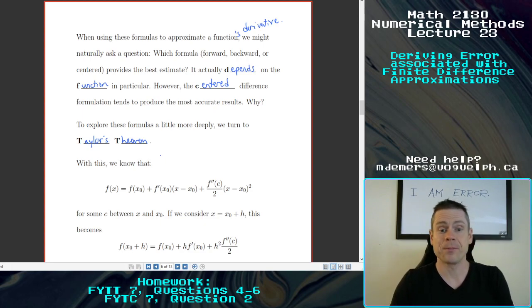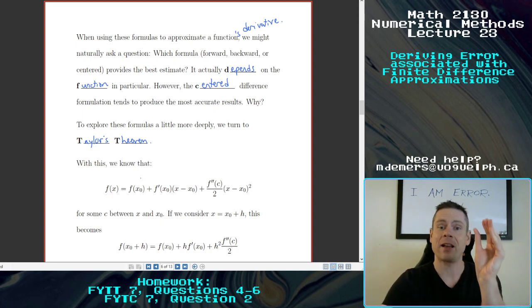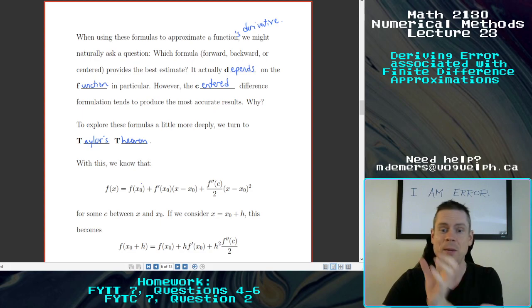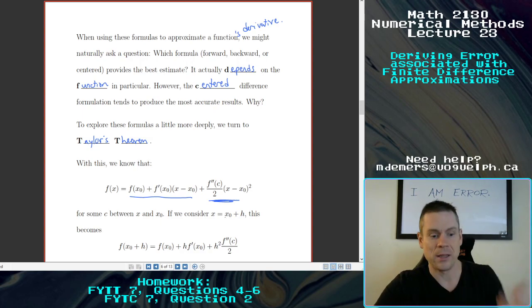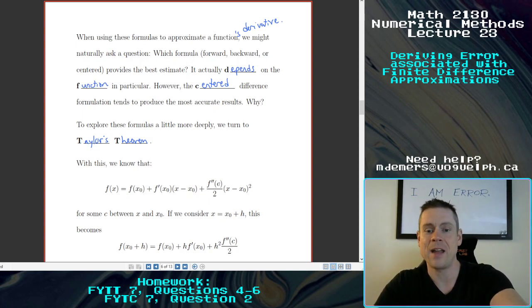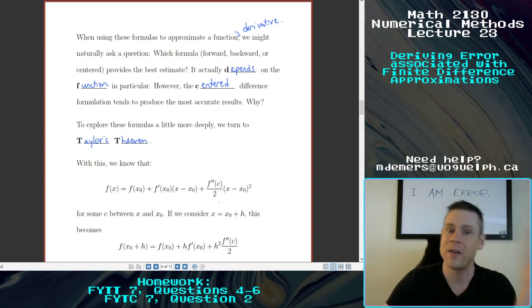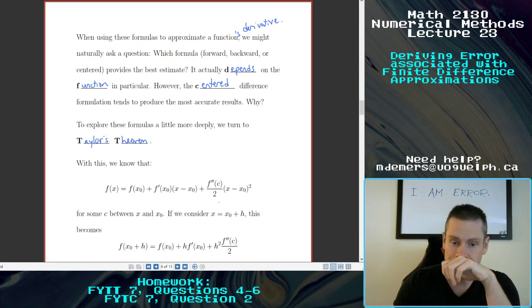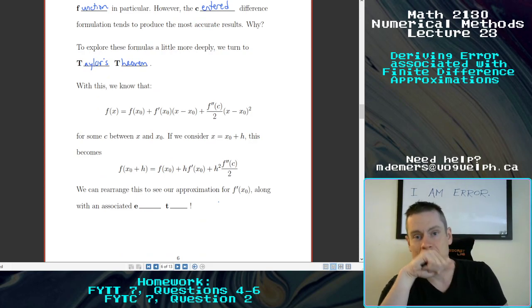Anyway, Taylor's theorem tells us this: we have that f of x is approximated, centered at x0. This here is a first degree Taylor approximation with some second degree error term. We went over this in the very first week. That c here is just some value. It depends on what value of x you sub into this function, and c is some value between the x and the x0.